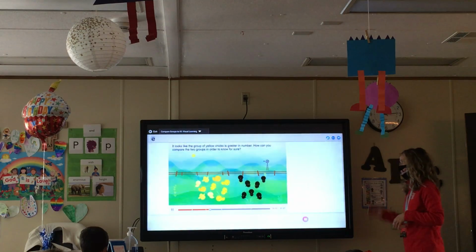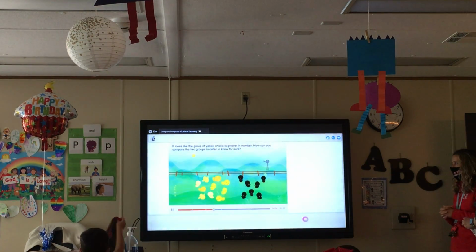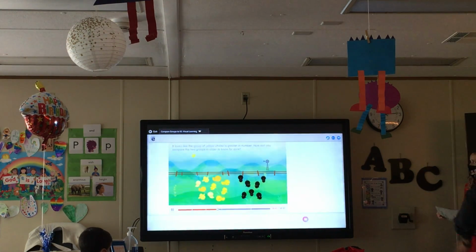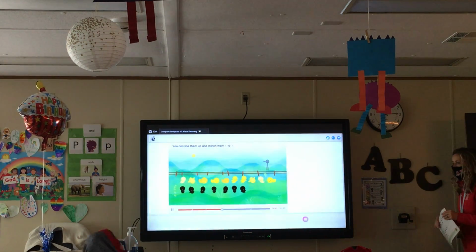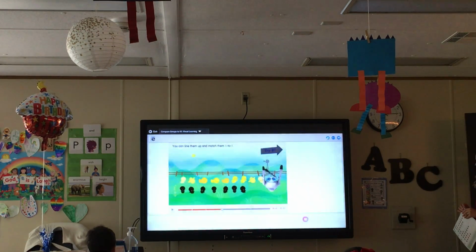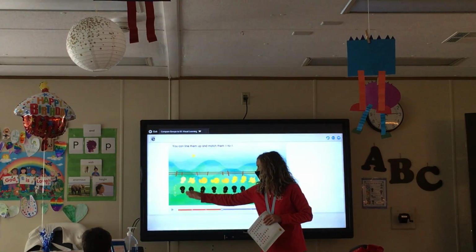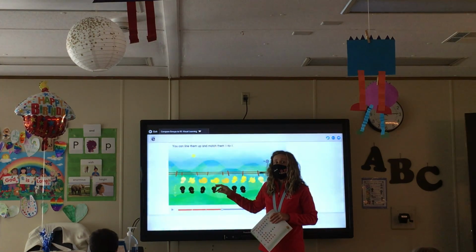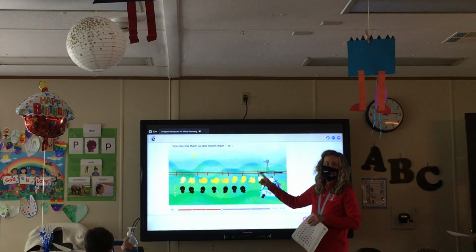It looks like the group of yellow chicks is greater in number. Good job. How can you compare the two groups in order to know for sure? Okay, so to know, you can line them up and match them one to one. So they line them all up because then what do we do usually? What is that called? Count them. Well, we can count them. We match them one to one, right? Remember how we do that?